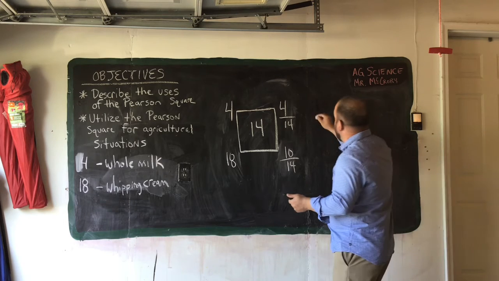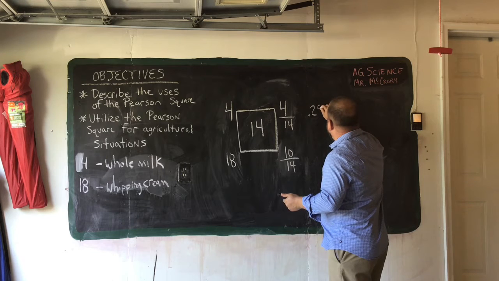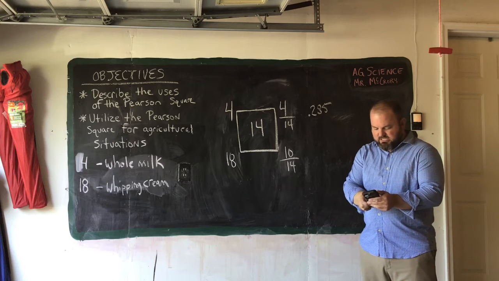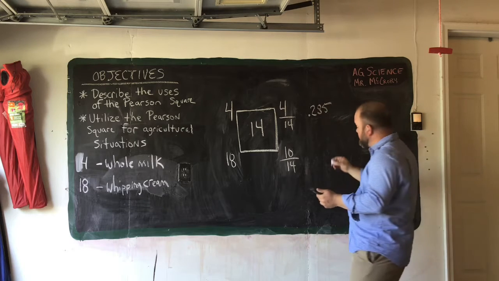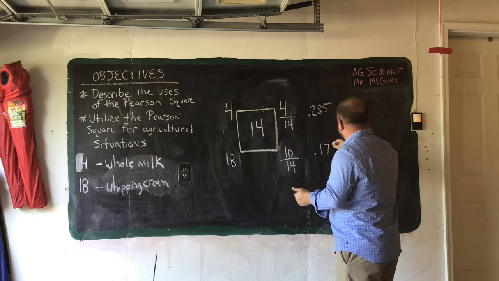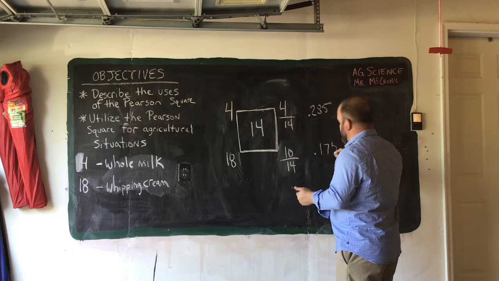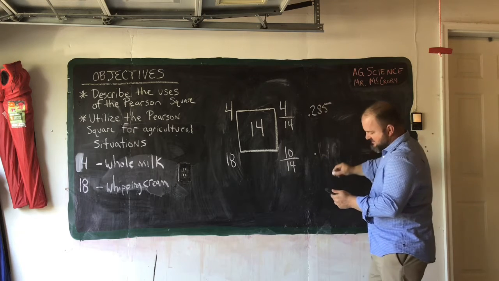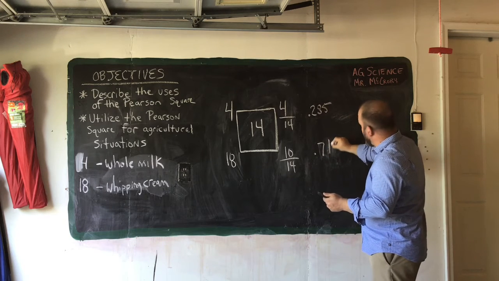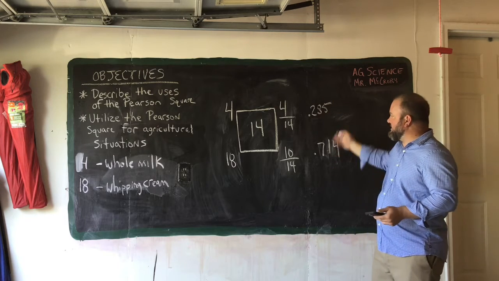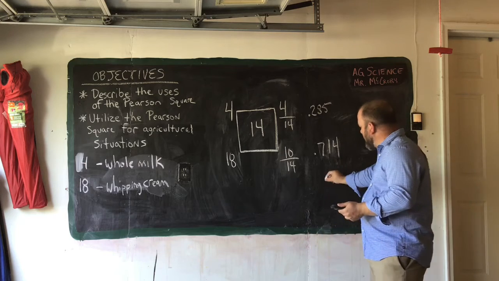4 divided by 14 equals 0.285. And then 10 divided by 14 equals 0.714. Okay? And so hopefully those will end up close to, and it's not quite right, but this will end up being 1.0 right here.